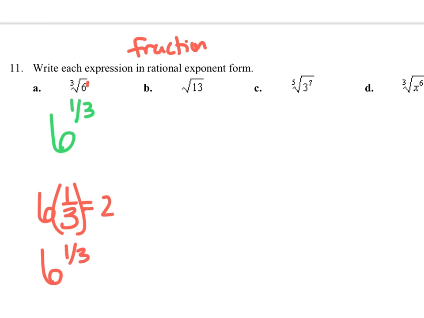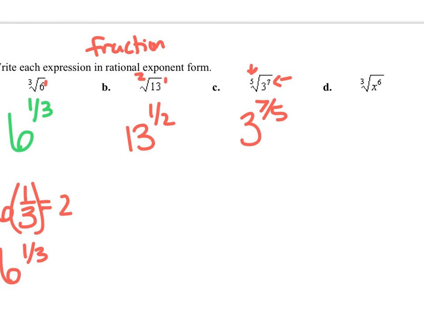Okay, the square root of 13, there's a 2 here even though we don't see it, and a 1 there, so that would be 13 to the 1/2. Right here, this is going to be my denominator, and the 7 is going to be my numerator. So it would be 3 raised to the 7/5. And last but not least, I've got the cube root of x to the 6. So that would be x raised to the 6/3, but you would not leave 6/3 as an answer. You would need to reduce that down to x squared.